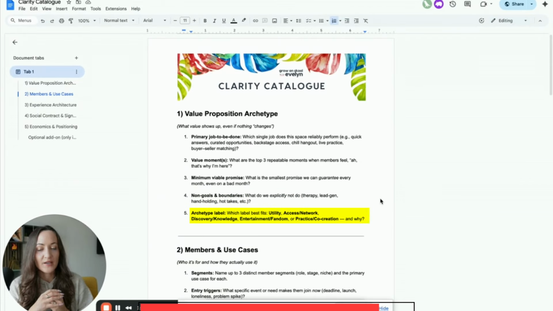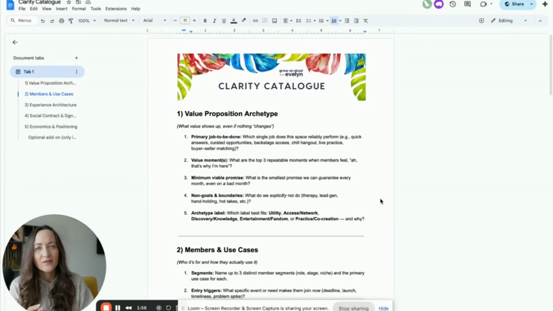Archetypal label, which label fits best? Utility, access network, discovery, knowledge, entertainment, etc. So for me, from all of the community value models, I would say it's a role modeling, it's a documenting of my journey, and it's a proximity model, right? So you can see I have a ton of clarity around this, right?